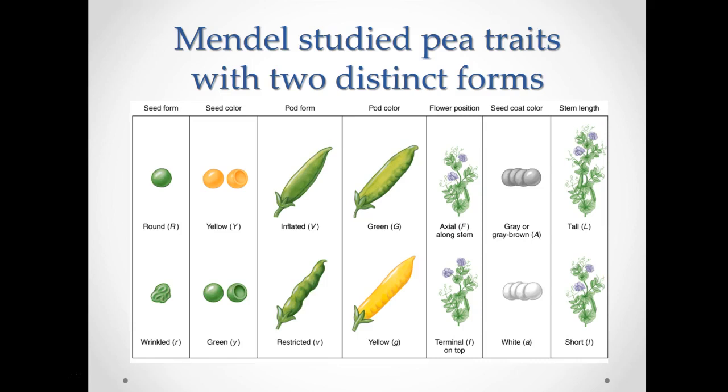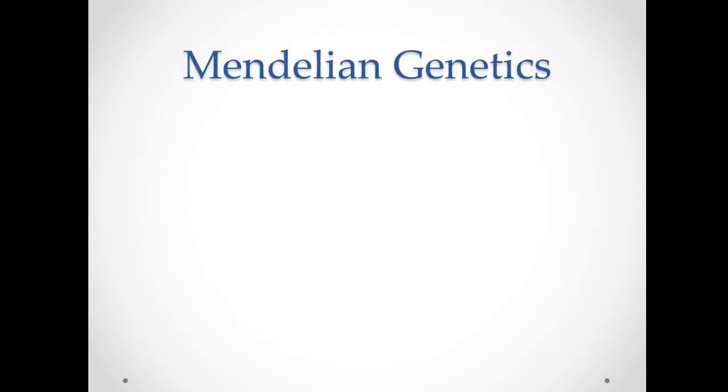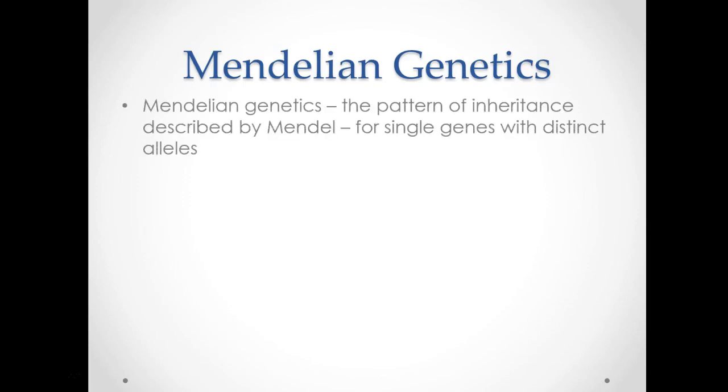So we looked at lots of traits related to the seed and the seed pods. So we looked at the form, the color of the pods, the form of the pods, and then other things like where the flowers were, how tall the plants were, and what the seed coat color was. So these 7 traits were what he used to try to determine how things are passed from one generation to the next. So what's the pattern of inheritance is what we're going to call this.